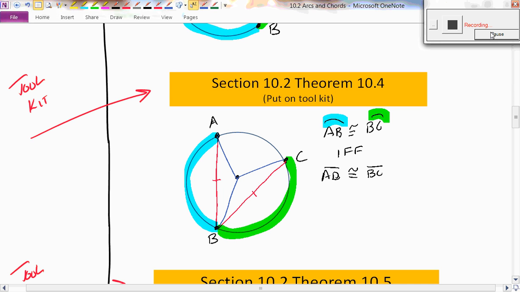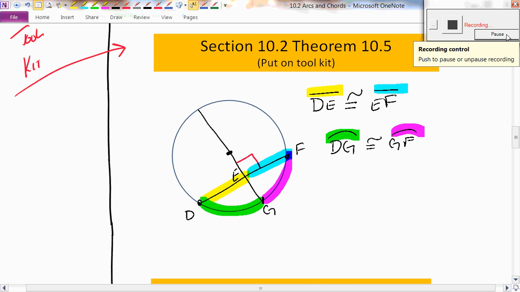What it says is that arc AB, which is the blue one that I have highlighted for you, is congruent to arc BC if and only if, that's the IFF part, you know that chord AB is congruent to chord BC. So I've highlighted all the circle parts, the arc parts that you need. Only if those chords are congruent can you then say that the arcs are congruent, and vice versa.